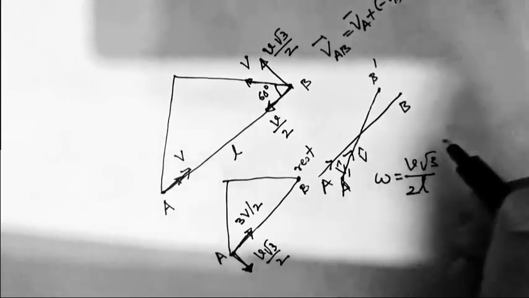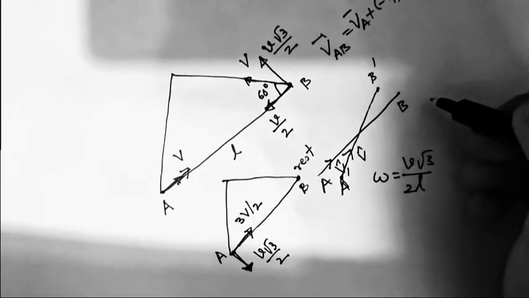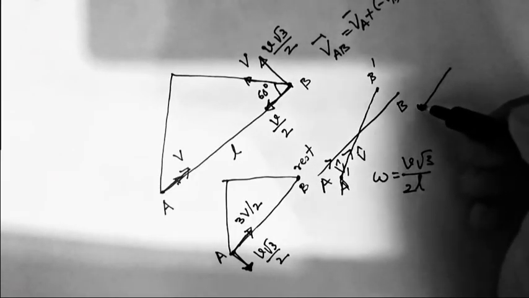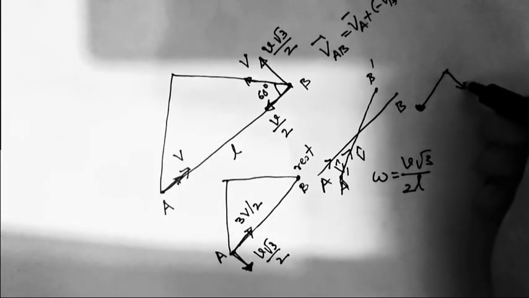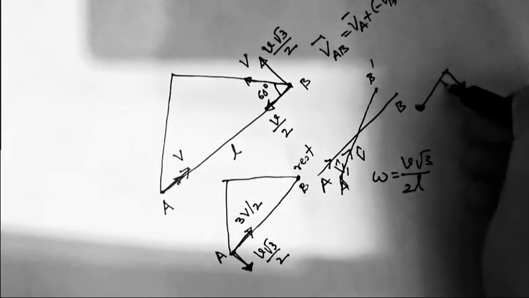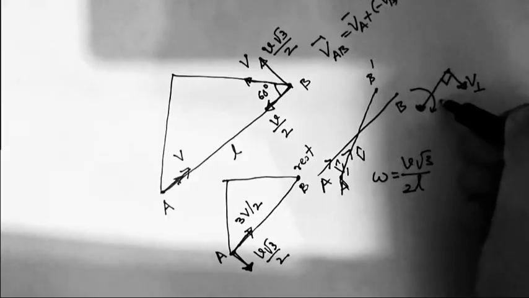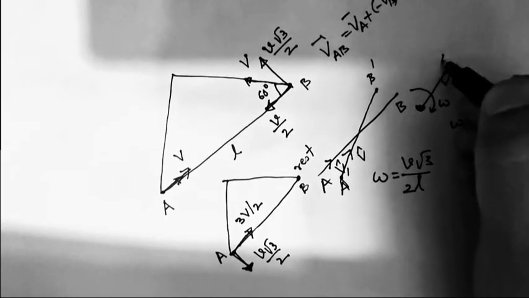So this is how we calculate angular speed when two ends of the line are moving. You sit at one end of the line and then see what is the speed of the other end, which is perpendicular to this line. So if this is V perpendicular, then the omega is given by V perpendicular by this distance AB.